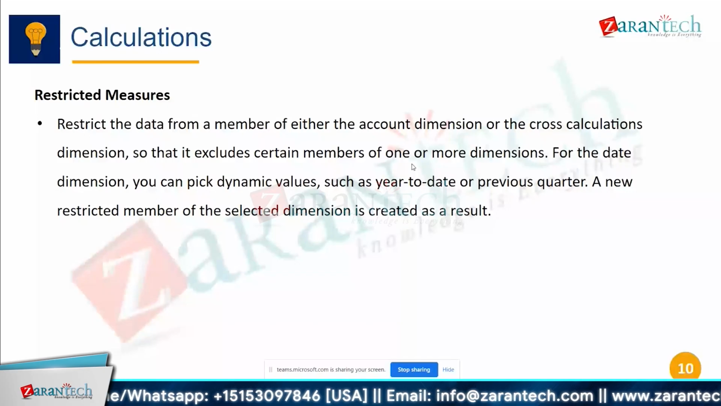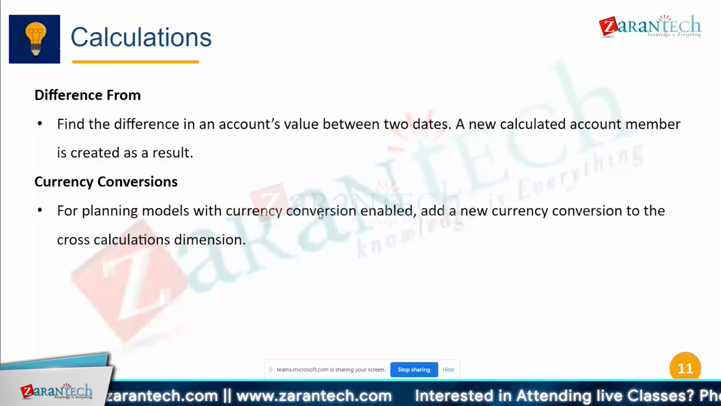Yeah, other examples also could be like date. So if you want to have year to date calculations or previous quarter to date, month to date, such calculations, then you can use restricted measures. So in such cases, we will restrict the date dimension. So apart from calculated measures and restricted measures, another type of calculation is difference from, where you calculate the difference between two values, between two dates. So we can use difference from.